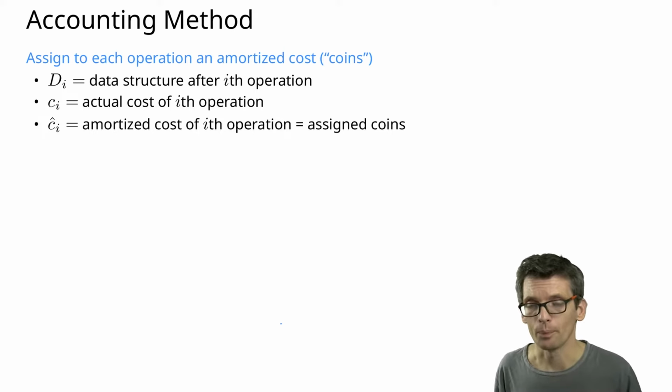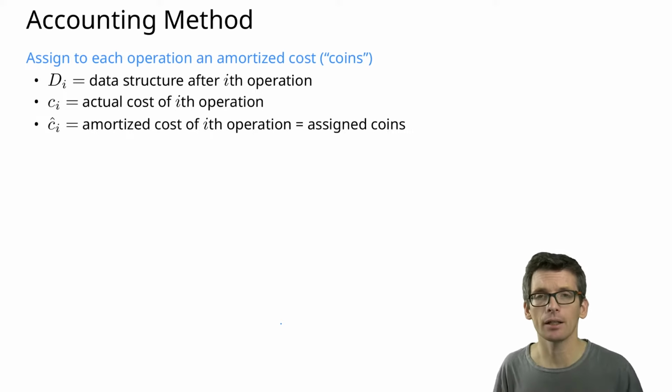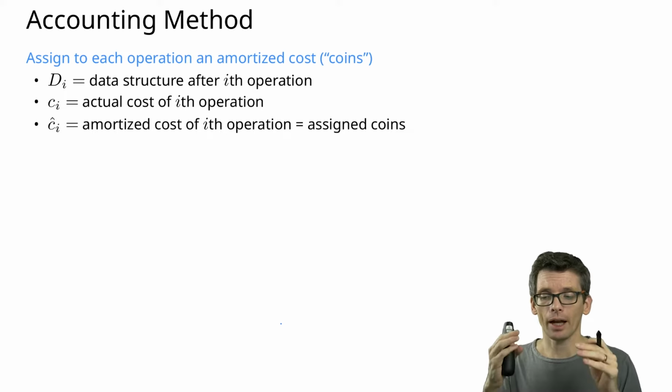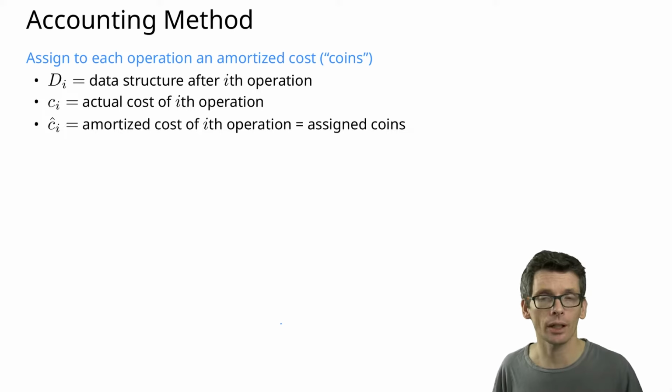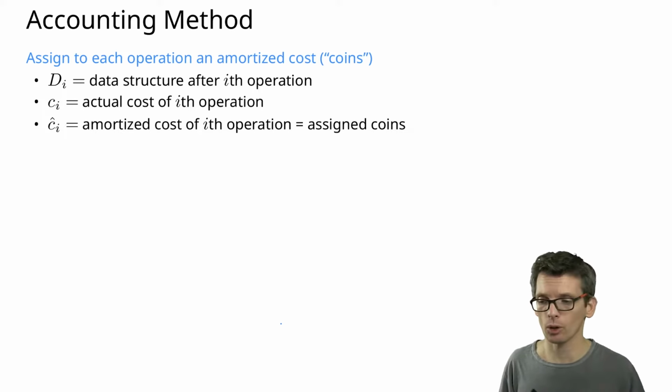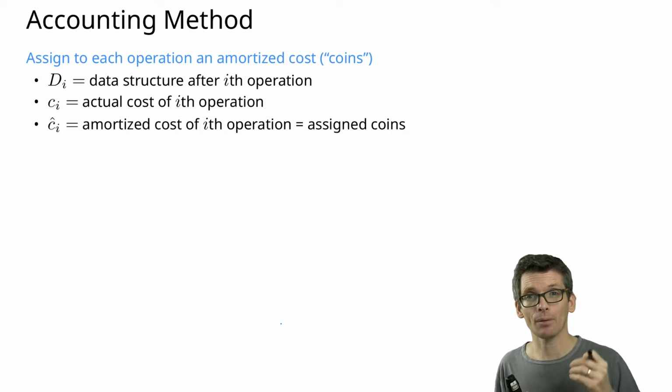So what do we do? Here are some quantities that we define. D_i is the data structure after the ith operation, and then we have the actual cost of the ith operation and the amortized cost of the ith operation. The actual costs are the actual costs. The amortized cost is something that we assign.